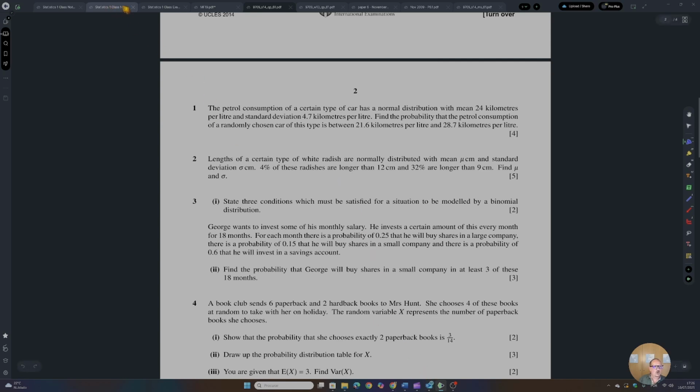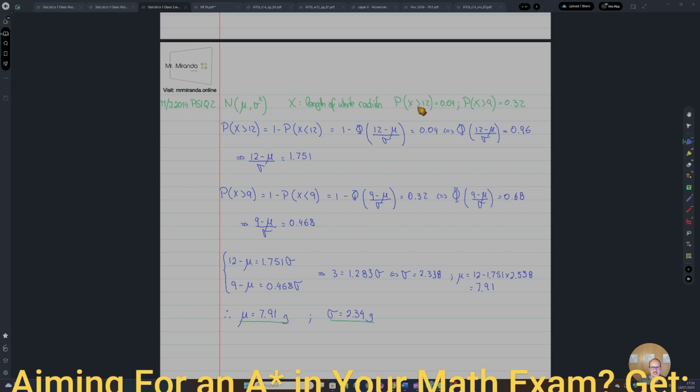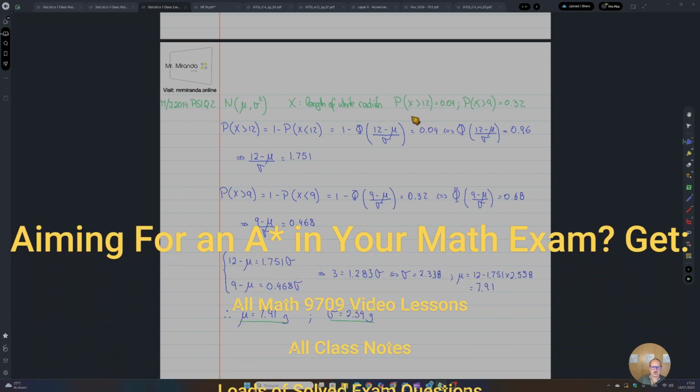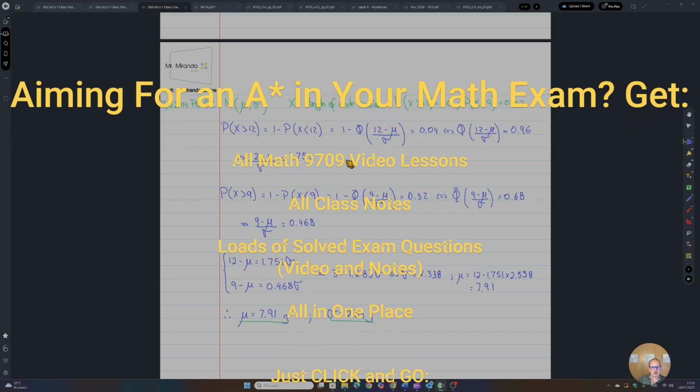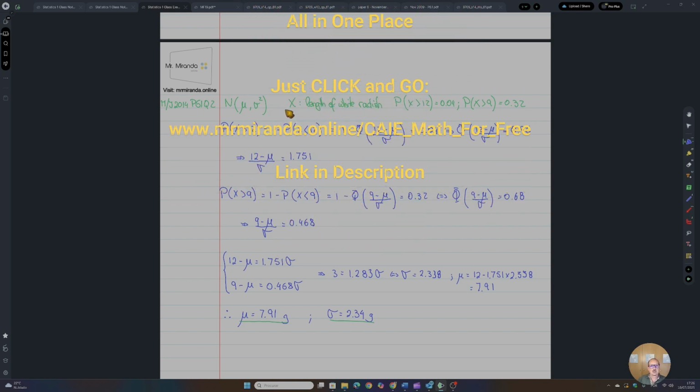Okay, so what are we given? We are given already some probabilities which are made in terms of the length of white radish, which is basically our random variable. And we have here the probability for x to be bigger than 12 and for x to be bigger than 9. We are going to use the corresponding z-values to establish two simultaneous equations that will give us the value of the mean and the standard deviation. Two unknowns, you need two equations, right? So basically this is a normal distribution with these two parameters.